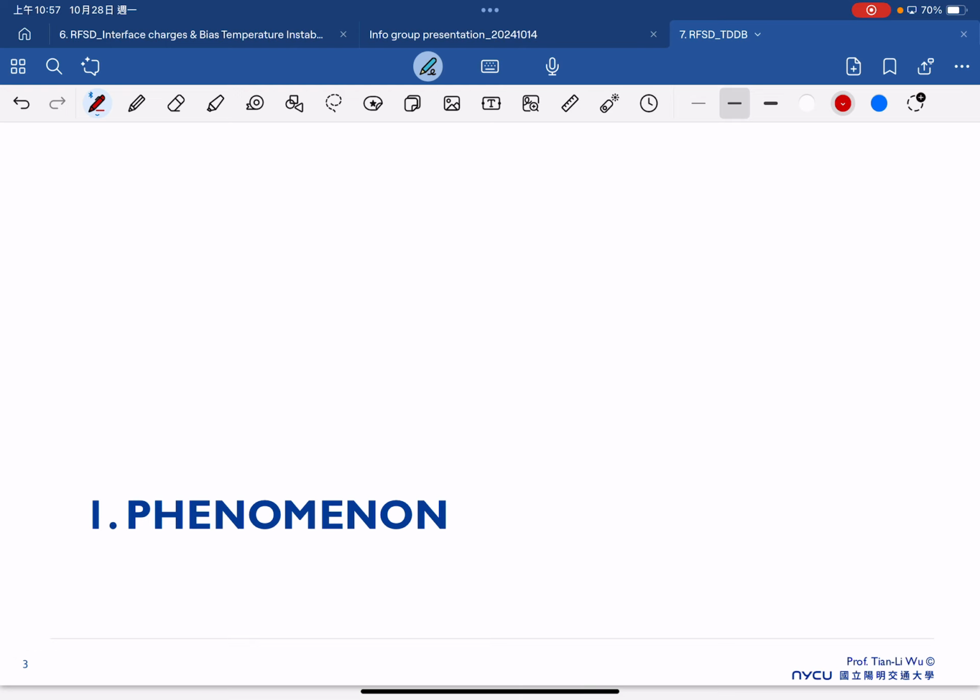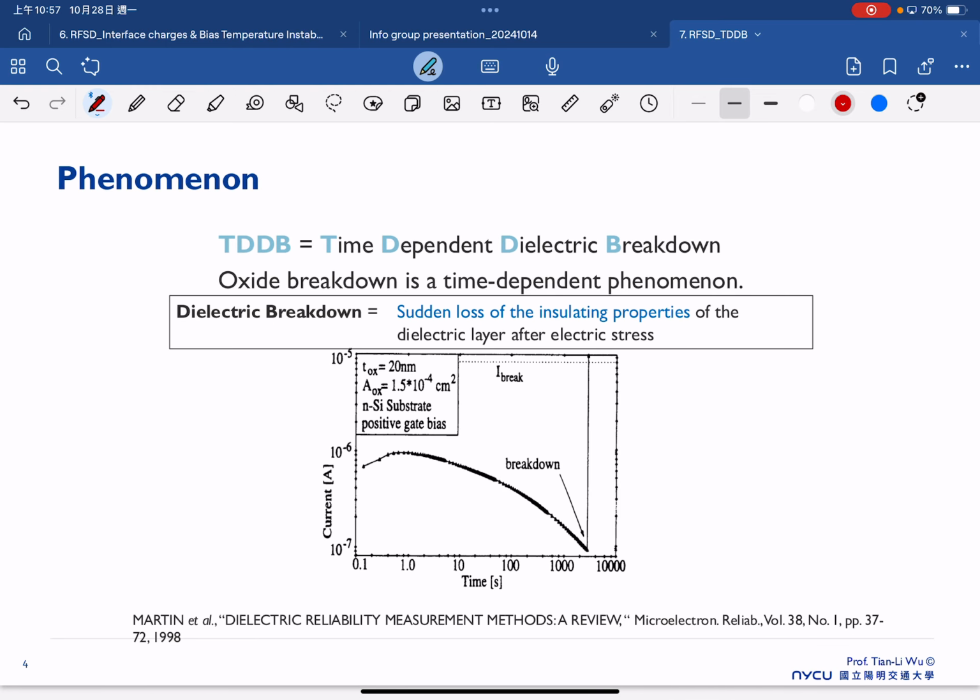So this is the phenomenon. Usually oxide breakdown is a time-dependent phenomenon, which we have already shown, but here I draw it again. Usually when we characterize our MOSFET, in addition to the ID-VG, another very important one is what we call the IG-VG. In that case, if we have very good dielectric quality, we always have a very low leakage current here. But the issue is that this characterization lacks time dependency.